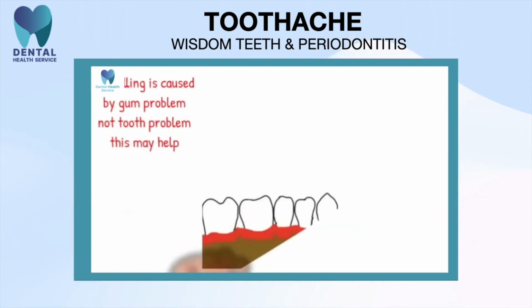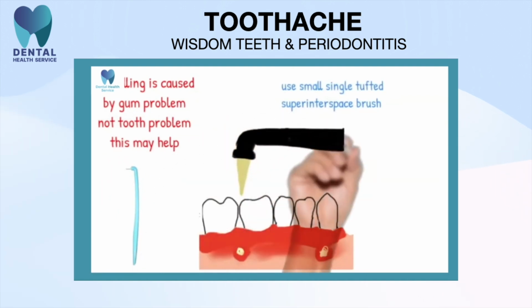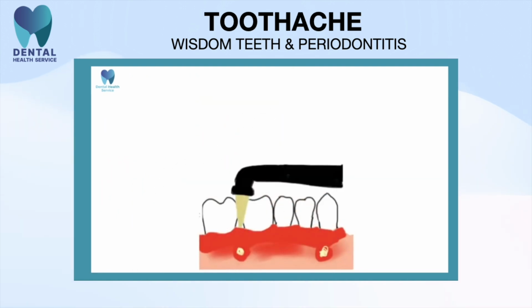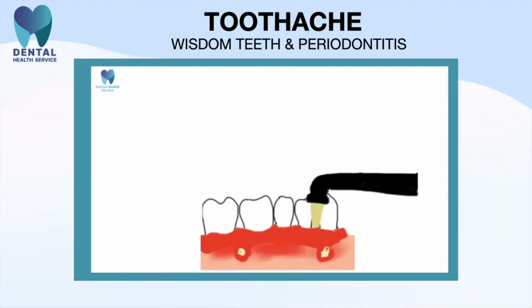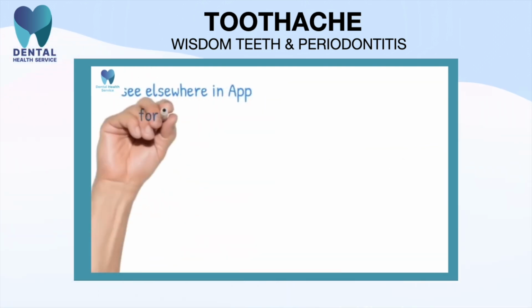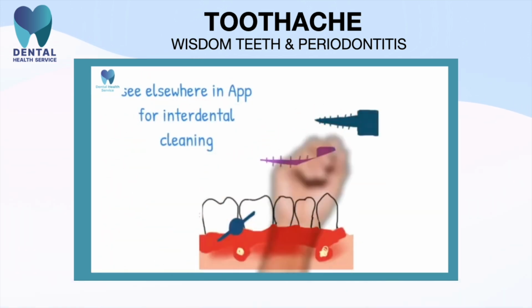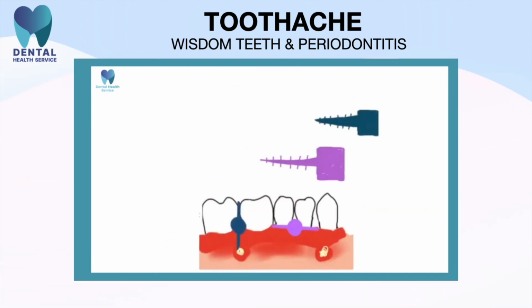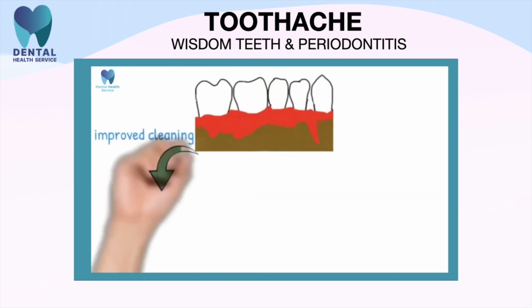So if you've got a swelling adjacent to your tooth, especially if it's not filled, it's possible that it's caused by bone loss around the root of the tooth, and you need to clean out the pocket using one of these super interspace brushes and continue with your normal routine interdental cleaning. As the swelling goes down, the bleeding should stop, and you might get a little bit of root sensitivity, but you can use toothpaste for that.